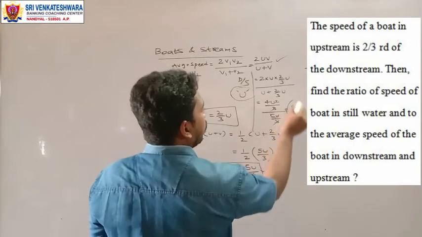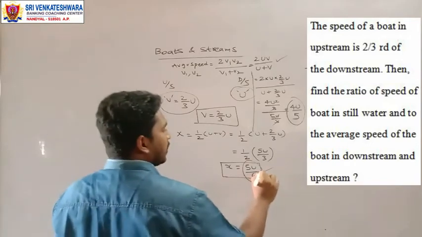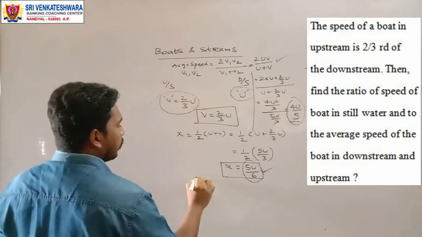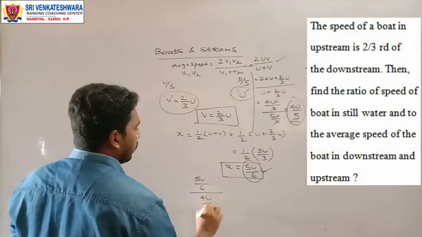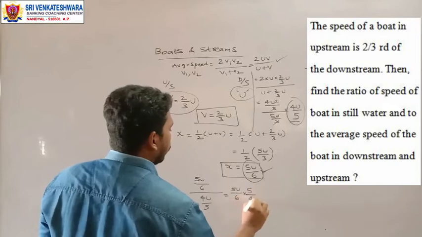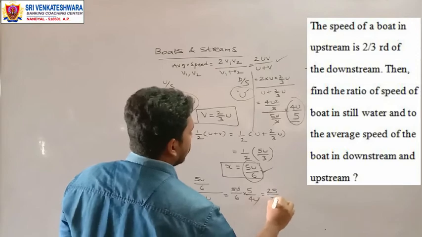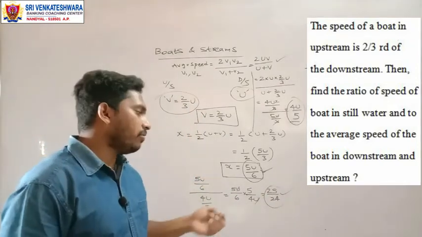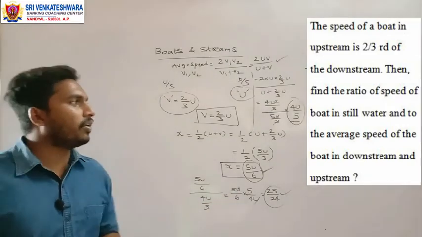So this is 4U by 5 and the other is 5U by 6. The speed in still water must be in the numerator and the average speed in the denominator, as per the question. So 5U by 6 by 4U by 5, that is 5U by 6 into 5 by 4U. U gets cancelled and this will be 25/24. So this is the required ratio, 25:24 or 25/24. This is how you have to solve this.